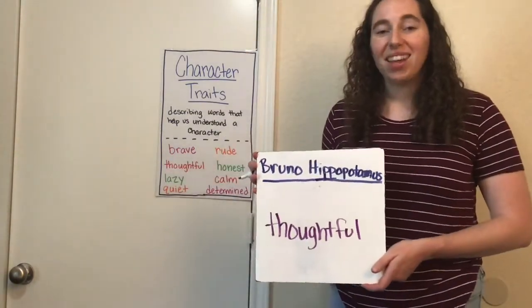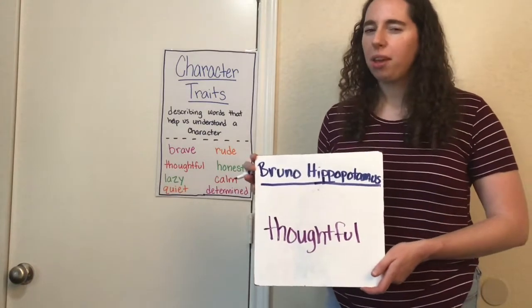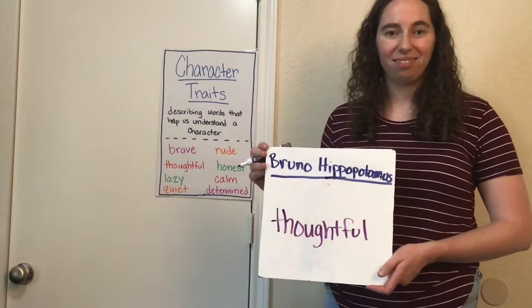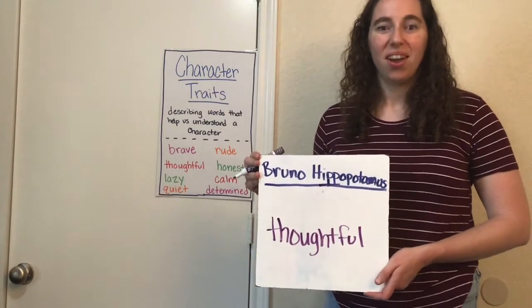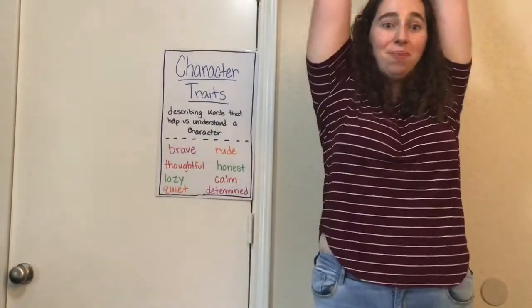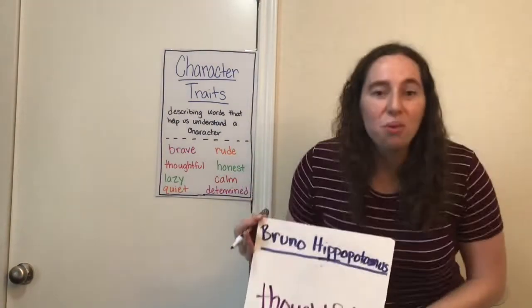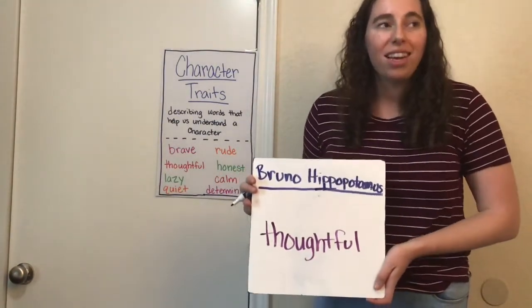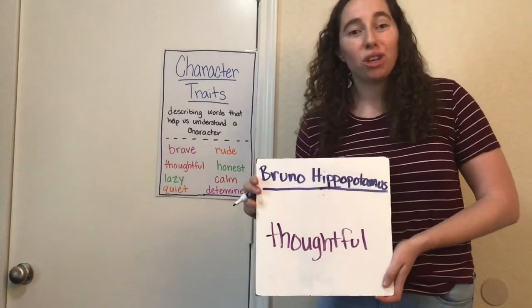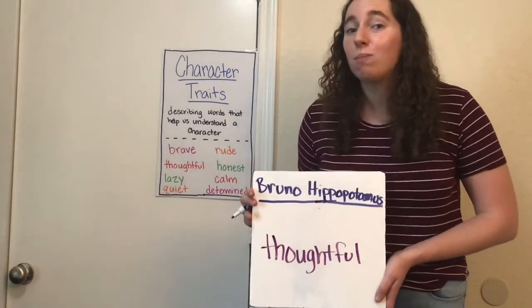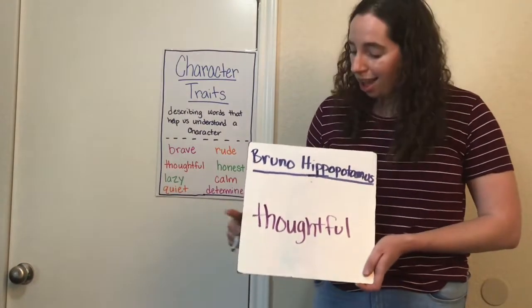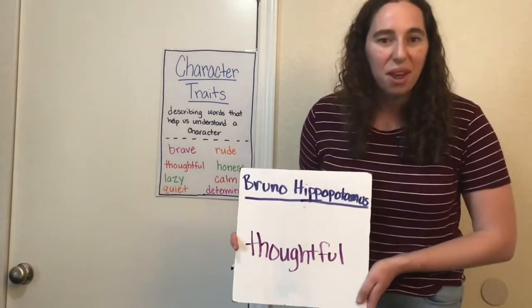Our first word is thoughtful. Do you think Bruno Hippopotamus has the character trait of thoughtful? Show me right now. Awesome. If you went up for yes, it is, you were correct. Bruno Hippopotamus was thoughtful because he was going out of his way to make sure his friend was okay. Even when his friend's mom told him to go away, he kept coming back. I think that's a thoughtful thing. Let's do another one. Here we go.